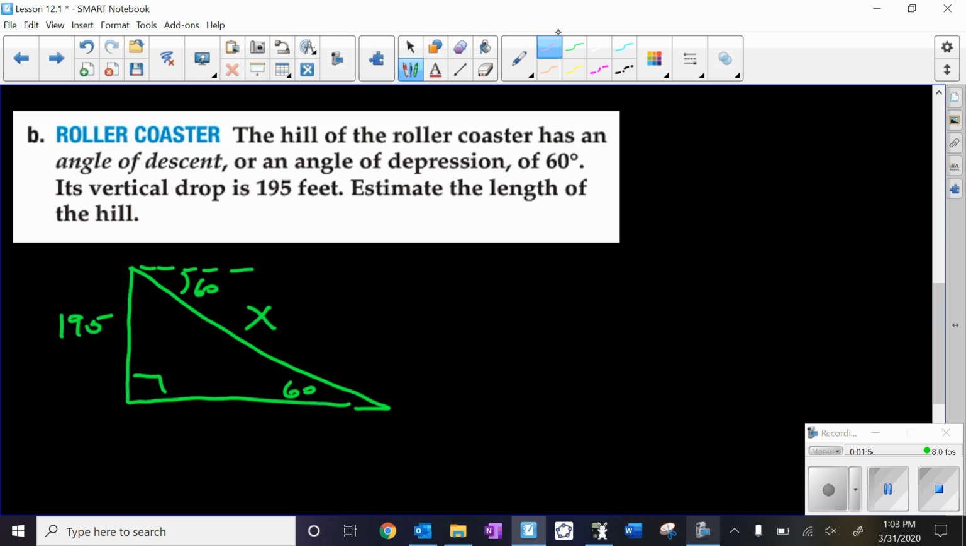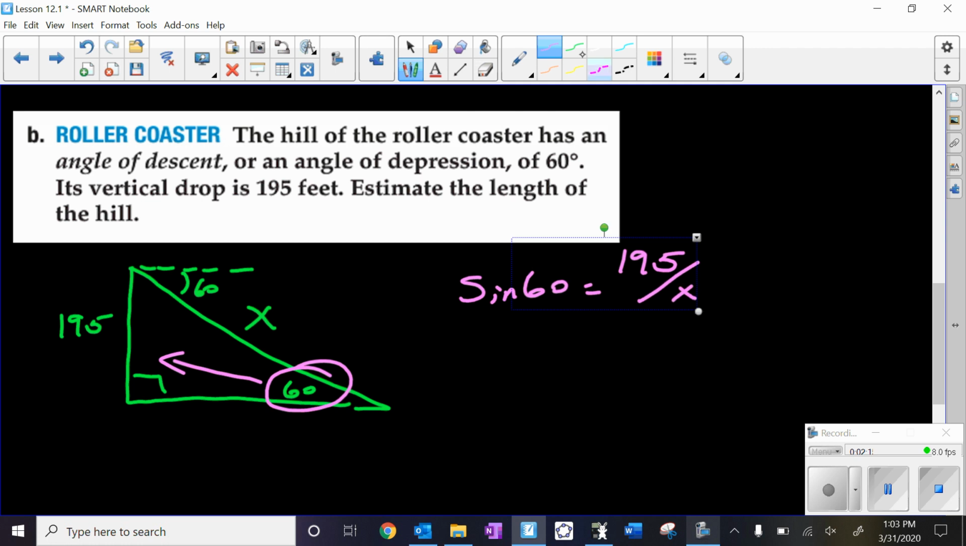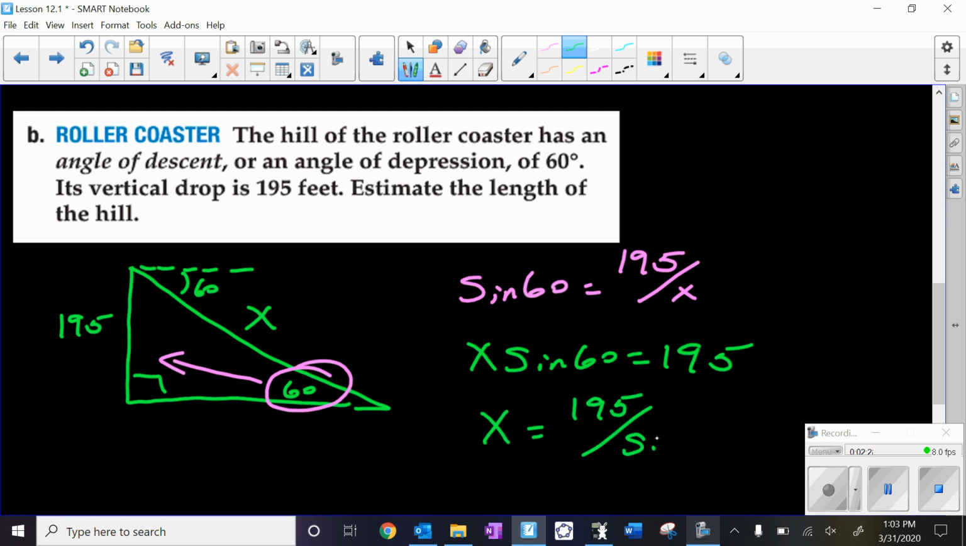To solve, we're going to use a trig function using this angle measure. 195 is opposite, and x is going to be the hypotenuse. So we're going to say that we need sine of 60 equal to 195 over x. Multiply both sides by x. x sine of 60 equals 195. Divide by sine of 60. That's what you would plug into your calculator.